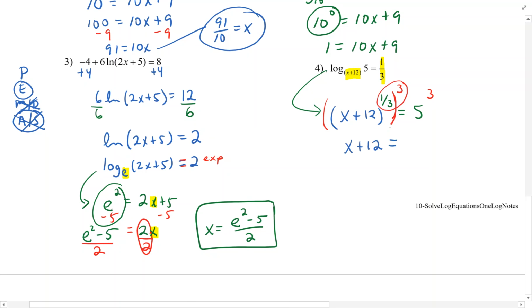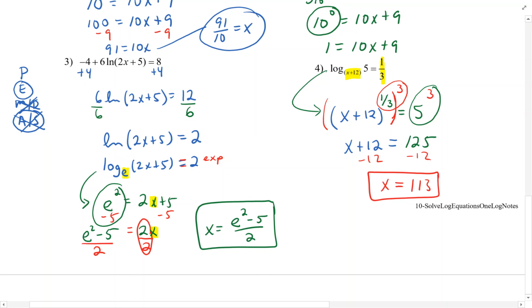We don't need to write that. And then on the right hand side, we have to simplify that. We have 5 to the third, which is 5 times 5 times 5, 125. And from there, that's fairly straightforward. We're going to subtract 12 from both sides, and there we find the value of x.